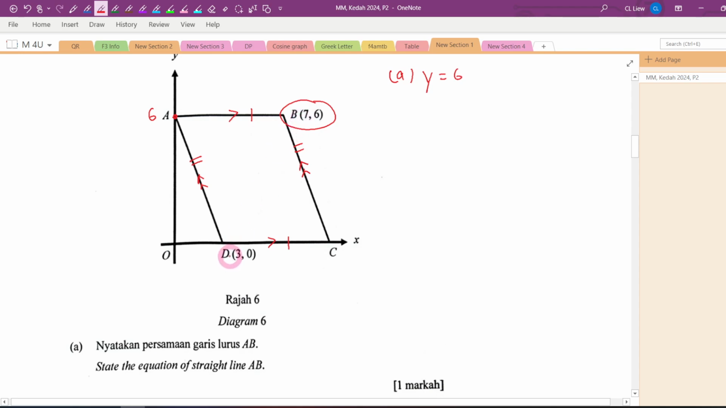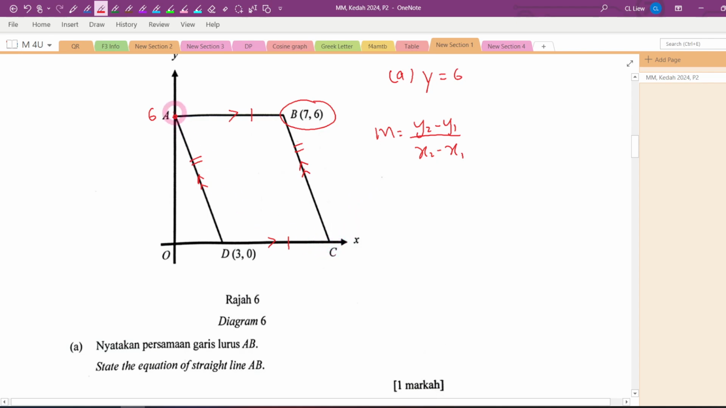You cannot use this point. Why? Because when you want to find the equation of BC, the point that you use must lie on the line BC. Okay, now let me find the gradient first, the gradient of BC. To find the gradient of a straight line, y2 minus y1 divided by x2 minus x1, right? We need 2 points. Gradient is equal to y2 minus y1 over x2 minus x1. Now we have a problem here. We don't have the coordinate of this point, right?